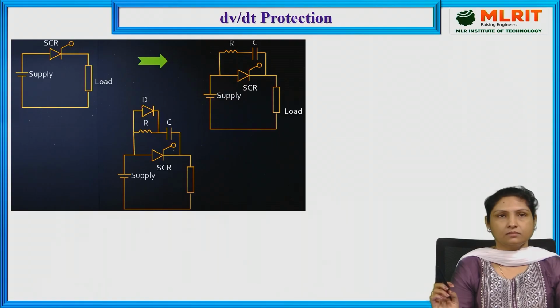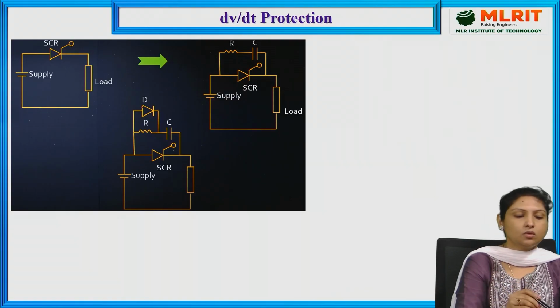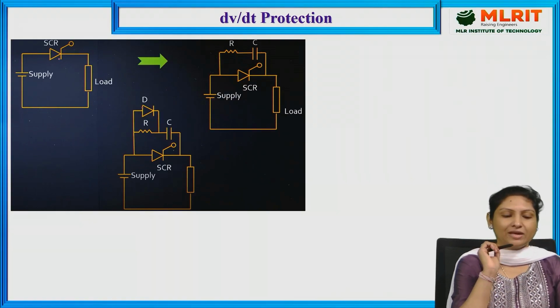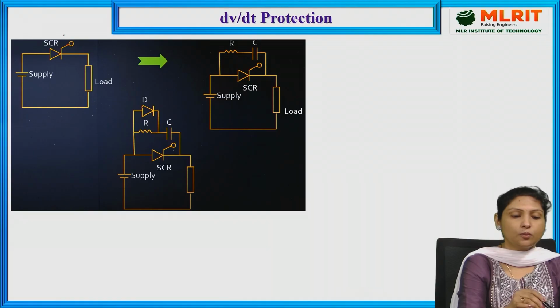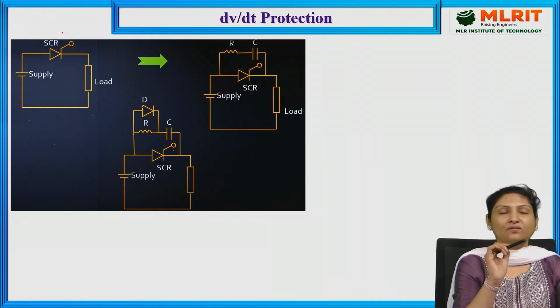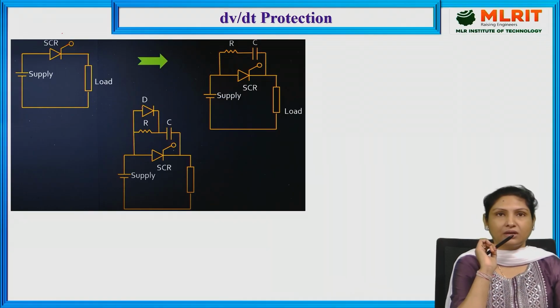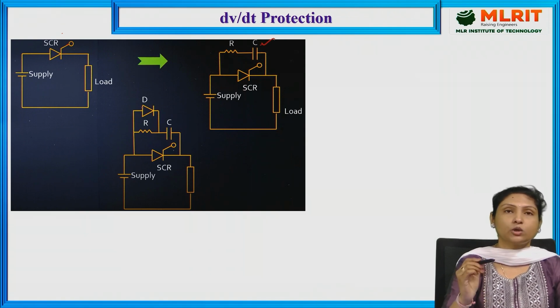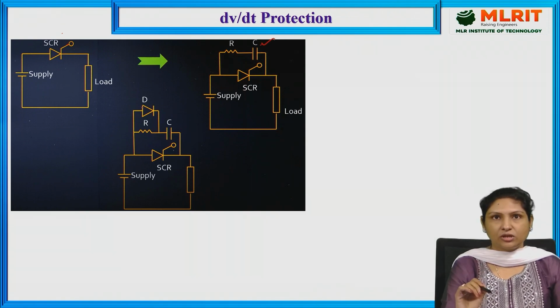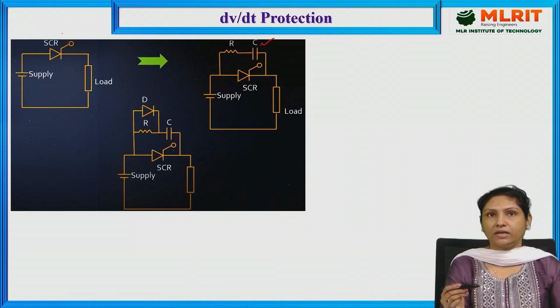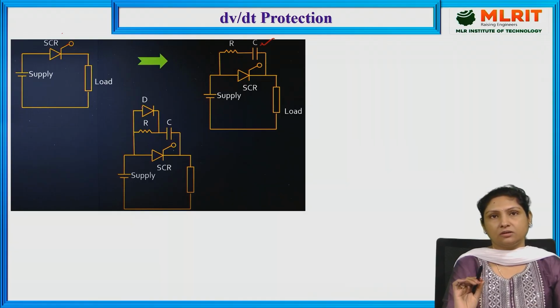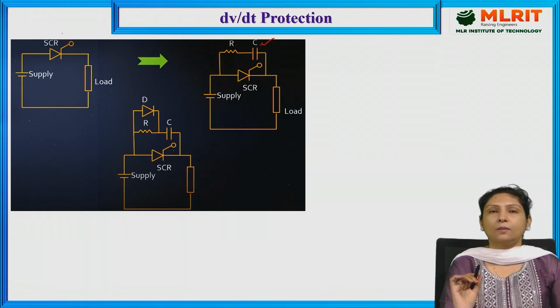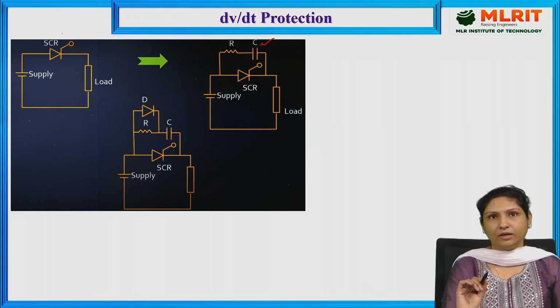So here is a normal construction of the SCR, and here we need to provide protection for this particular SCR. For that purpose, we are connecting the capacitor across the SCR such that this capacitor will be providing the high voltage protection. This capacitor will be providing the protection from high dV by dt.